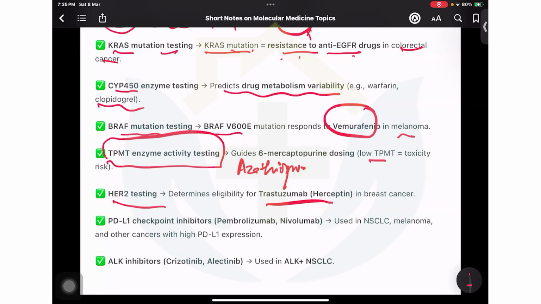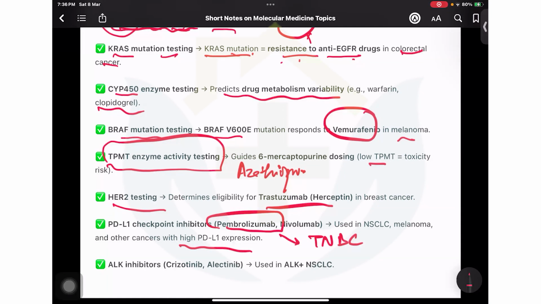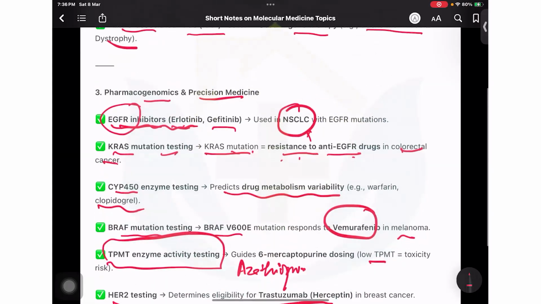Then checkpoint inhibitors, new drug, pembrolizumab. Pembrolizumab is the drug of choice now, which is used for a condition known as triple negative breast cancer, TNBC. So you should check that the patient has PDL1 expression. If the patient has PDL1 expression, then pembrolizumab will work very well. It is used in NSCLC, melanoma, breast cancer, triple negative breast cancer. So very good drug, used these days. It is expensive but effective. Same way, ALK inhibitors like crizotinib, alectinib, these are used in non-small cell cancer of the lung.